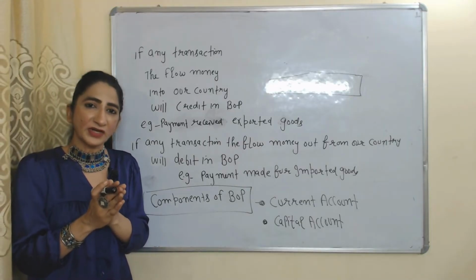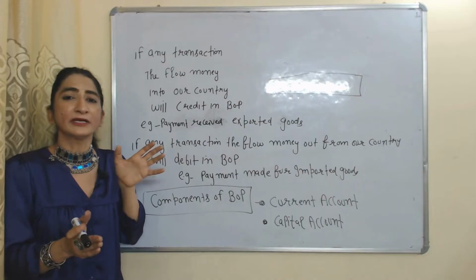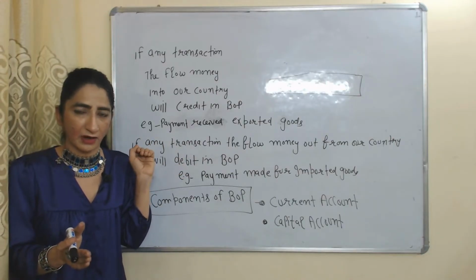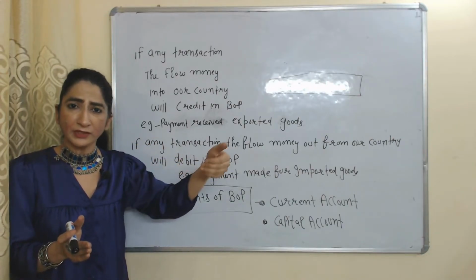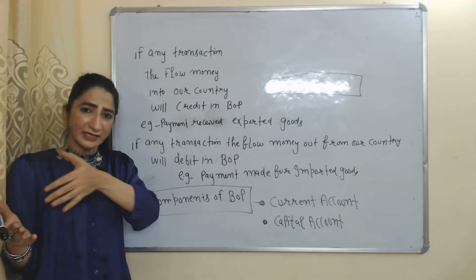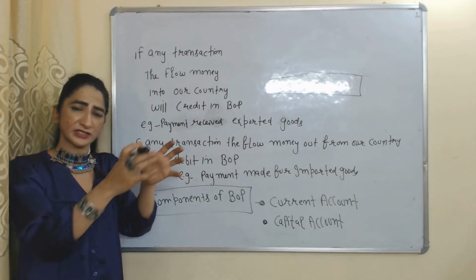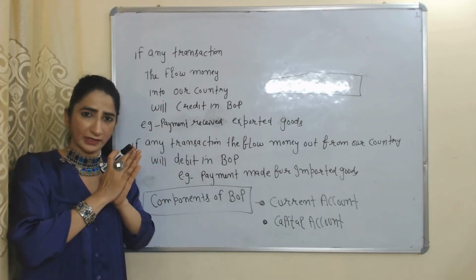Any transaction that flows money into our country will be credited in the balance of payment account. For example, we export to another country. In return, we receive money. That means money is flowing into our country, right? So this transaction will be credited in the balance of payment account.